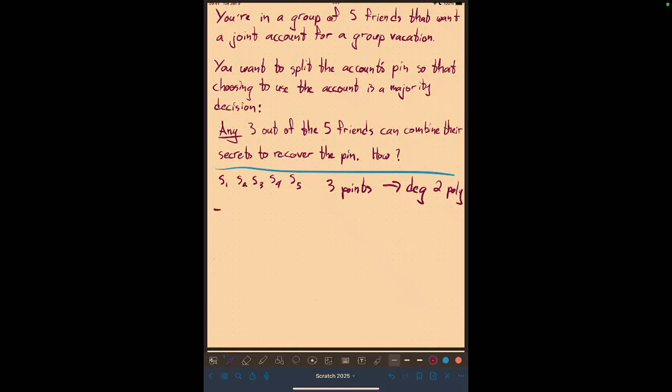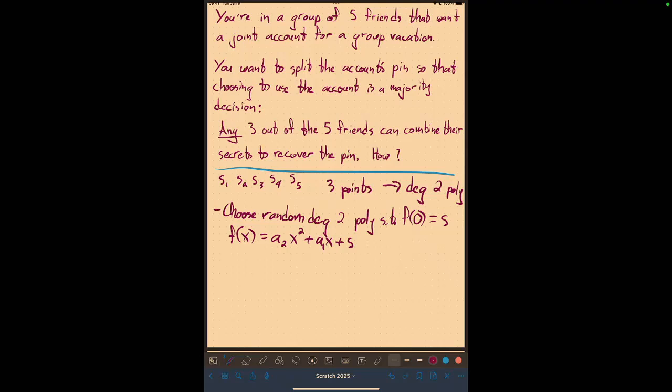And what we're going to do is we're going to choose a random degree 2 polynomial such that the constant term, f at 0, is the secret S. What does that look like? It's going to look like, you know, some degree 2 polynomial. There's going to be an A2 coefficient. There's going to be an A1 coefficient. And then there's going to be the constant term, which we're setting to be S. So the S is hidden as the constant term of some degree 2 polynomial.